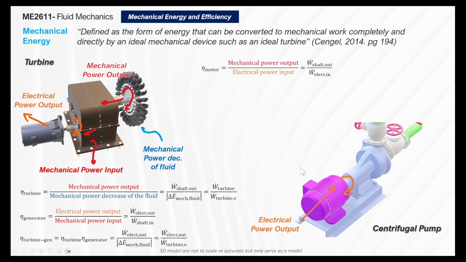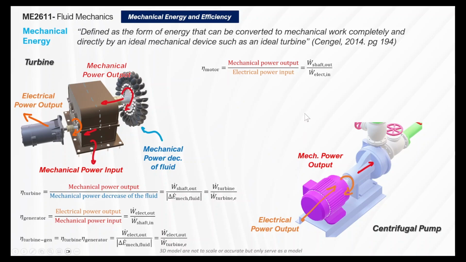So there we go. Here we're talking about the motor. It's a two difference. This one's a generator, which is a power generating device, and here we have a motor, which is a power consuming device. In this case, the input will be electrical, and the output will be mechanical. To get the efficiency of the motor, mechanical power output divided by electrical power input will get you the efficiency. So that's the work of the shaft out and work of the electrical in.